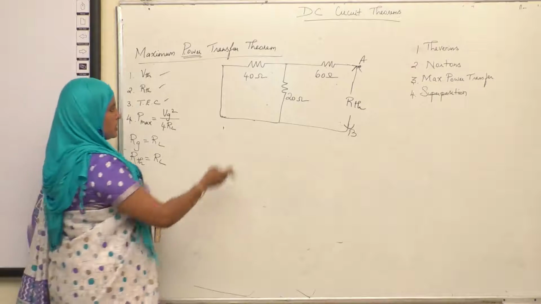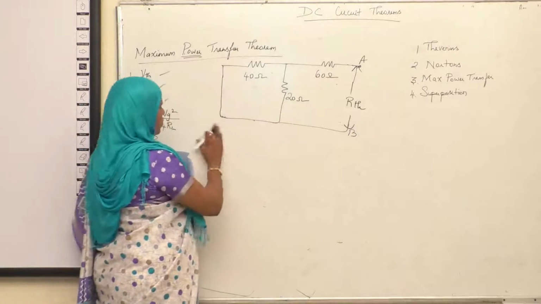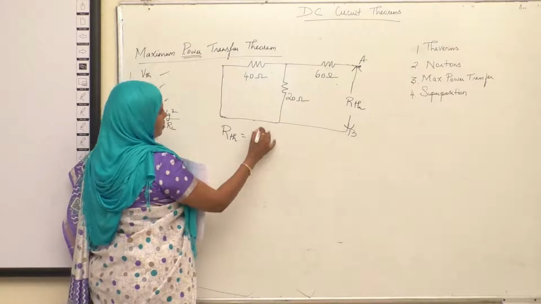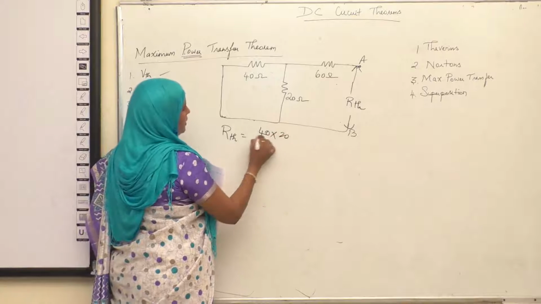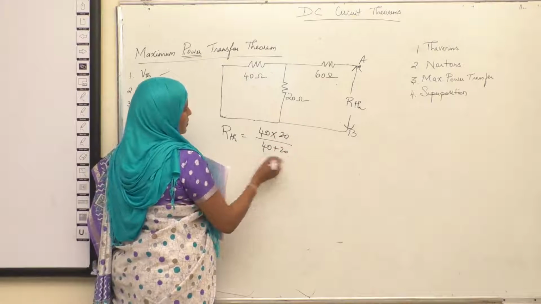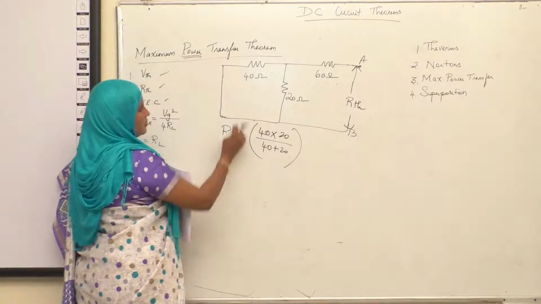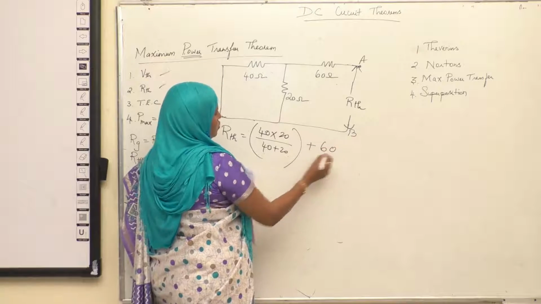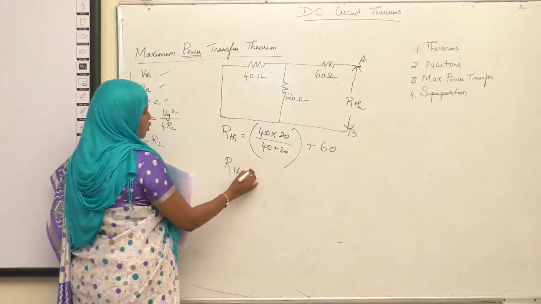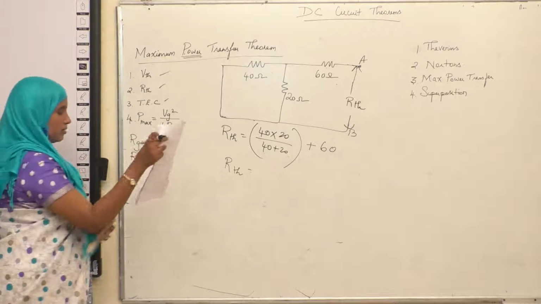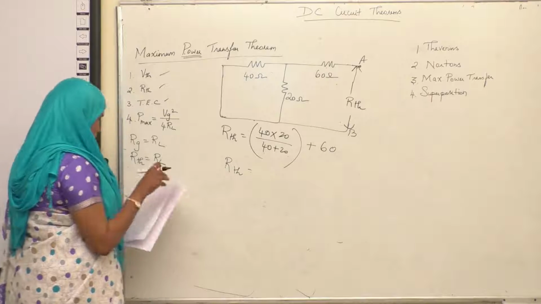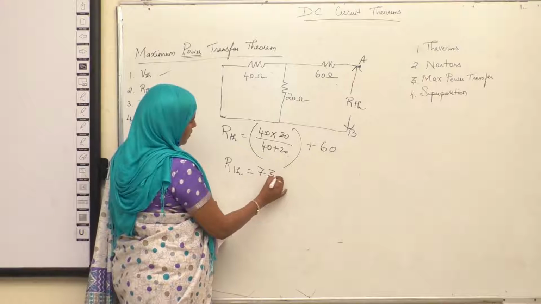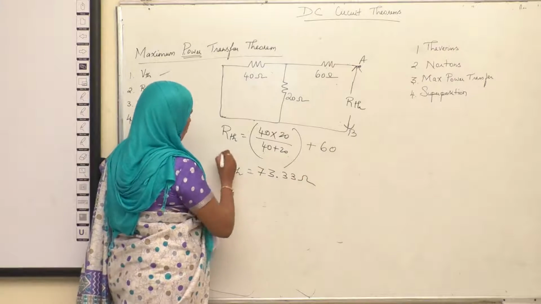Now what you have to do is find out the equivalent resistance. These two, as you know, are connected in parallel. So the formula is 40 into 20 by 40 plus 20. This resistance is connected in series with 60. So just add 60. This gives you the equivalent resistance, here called RTH. When you solve this, you get a value of 73.33 ohm.